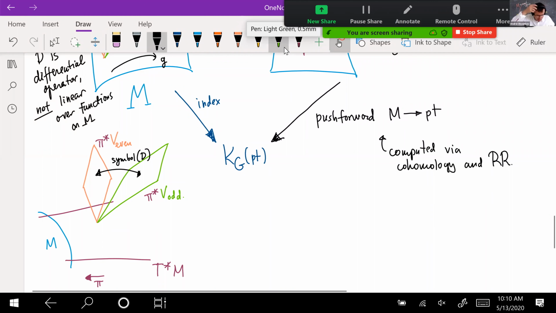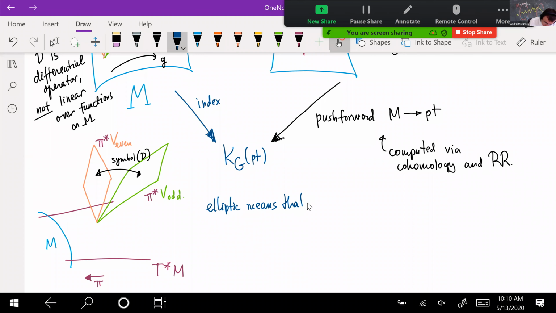But what does it mean that this operator is elliptic? Elliptic means that this is an isomorphism away from the zero section, which is my M inside T star M.